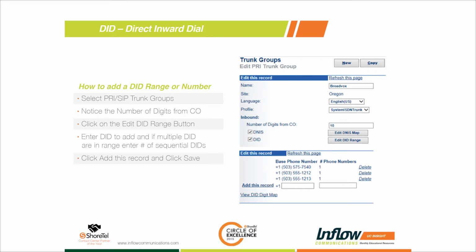If we bought a whole bunch of sequential DIDs, instead of that 1 on the right where it says number of phone numbers, you would see a 10 or a 100 or a 20. However many DIDs sequentially you bought, you change that number to the number of sequential DIDs.